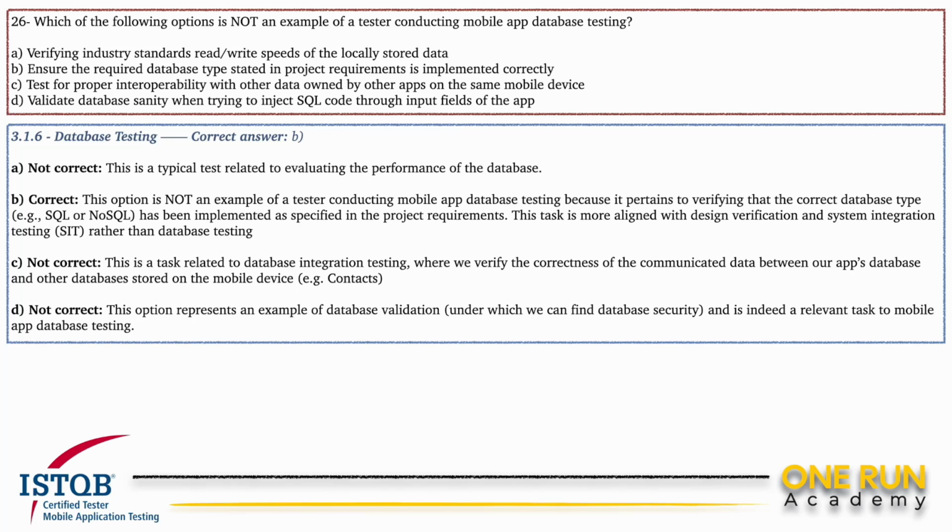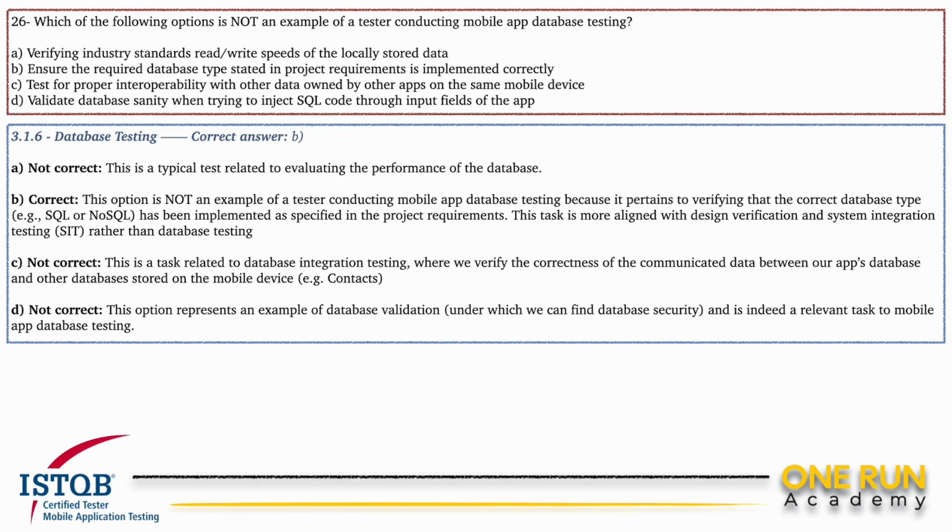Now let's shift our focus to option B. This option seems like the correct answer because it is not an example of a tester conducting mobile app database testing. Instead, it's more aligned with design verification or system integration testing. Verifying that the correct database type has been implemented as specified in the project requirements is a task that ensures the system's architecture meets design expectations. Remember, mobile app database testing includes 3 subtasks: validation, integration, and performance. This option is none of them. So, we can think of option B as the correct answer, for now.